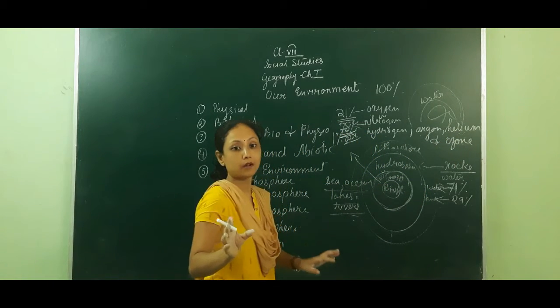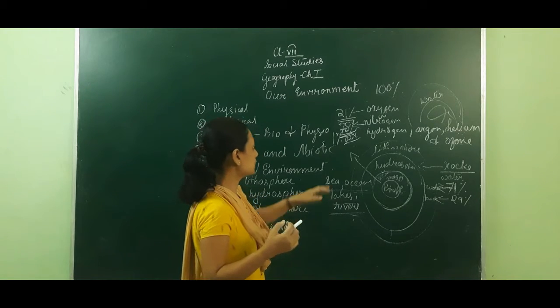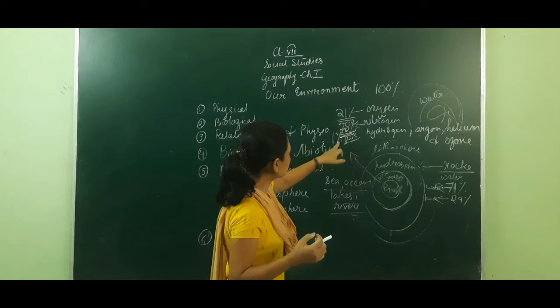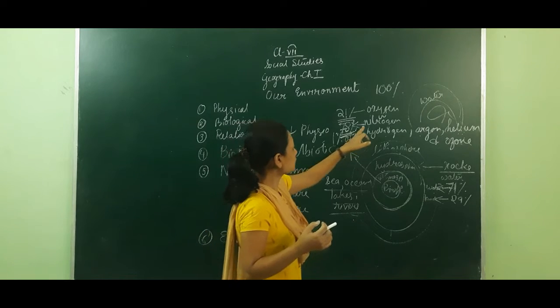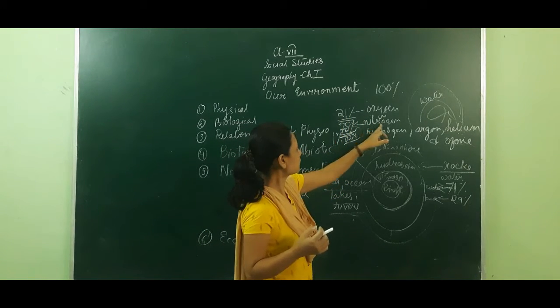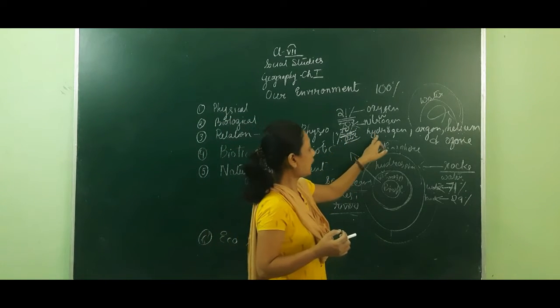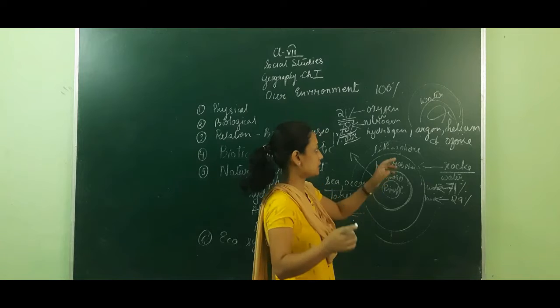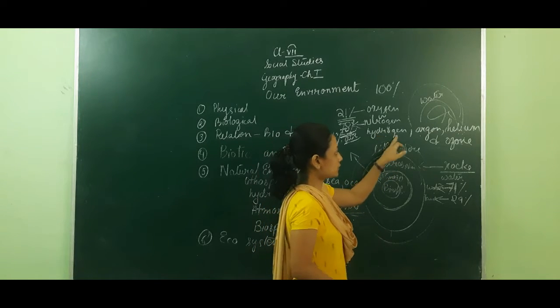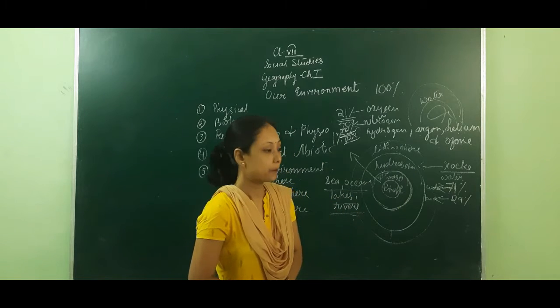Just imagine the amount of air we breathe. The air is mostly nitrogen, with oxygen at 21%, nitrogen at 78%, and only 1% is other gases, a combination of hydrogen, argon, helium and ozone. This is about the atmosphere.